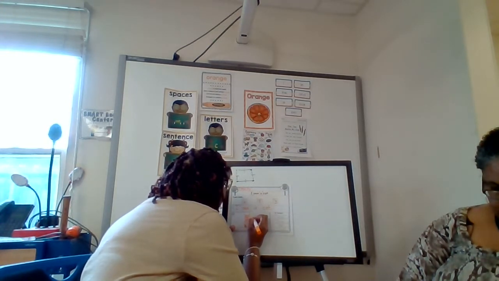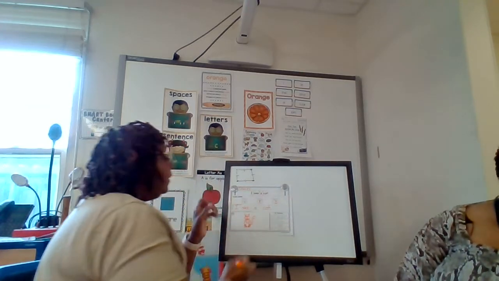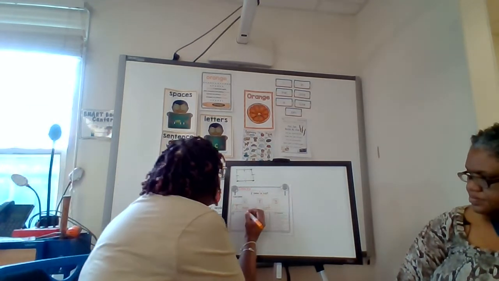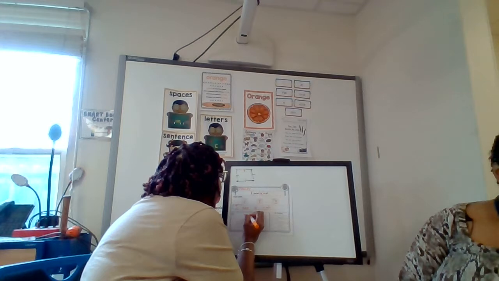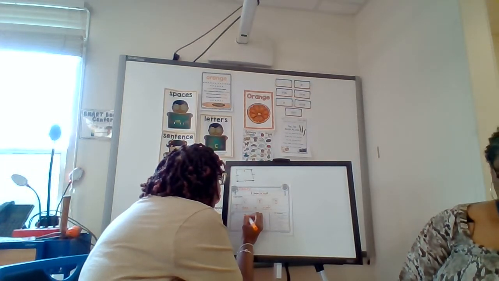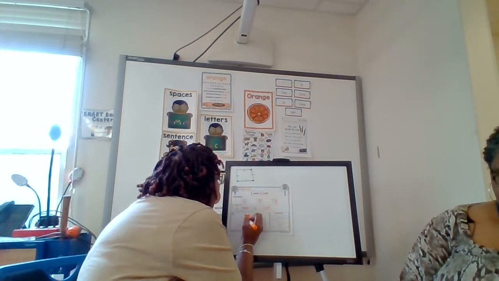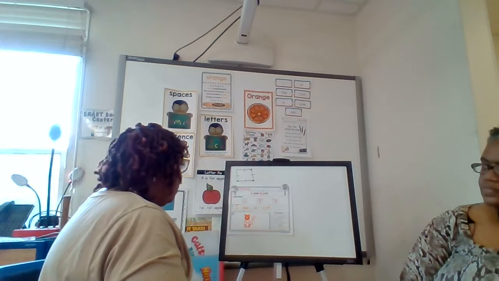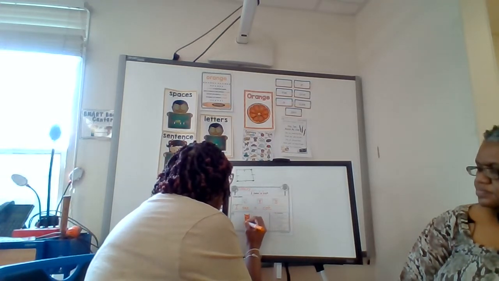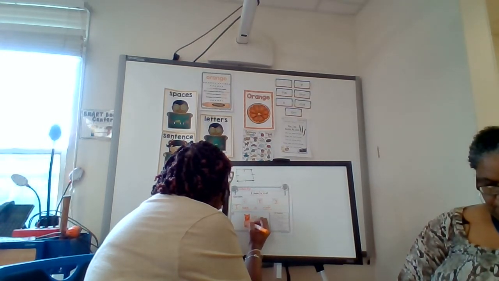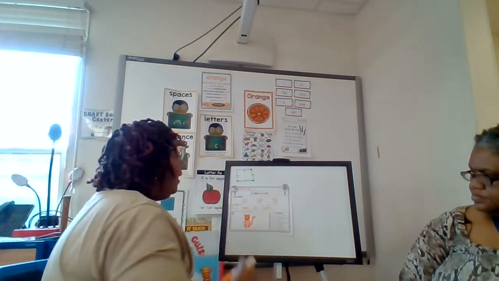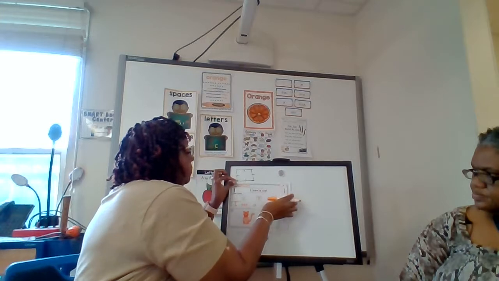And then we give him a little tail. Okay? So there's our kitty cat. And we can color in our little orange kitty cat. All right, you got that finished. Okay, here's our kitty cat.